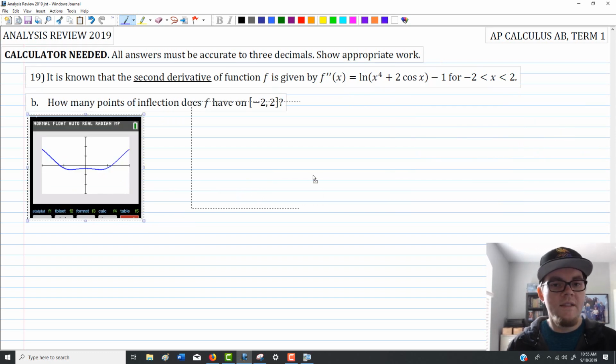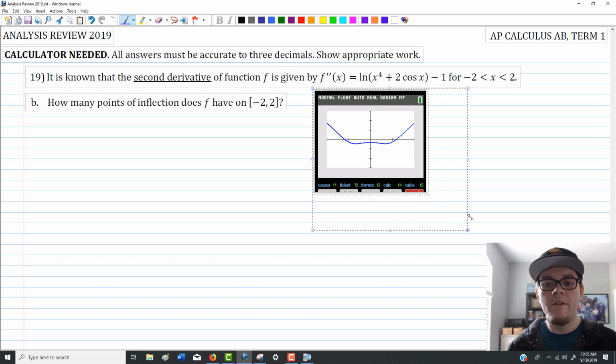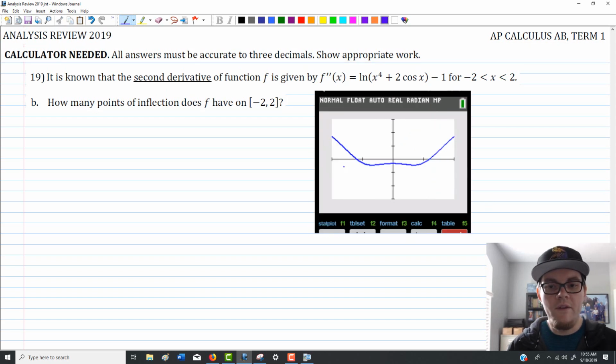Okay, that brings us next to 19b. So it asks us how many points of inflection does this graph have here? -1.184, and this was 1.184. So we got our stuff labeled.